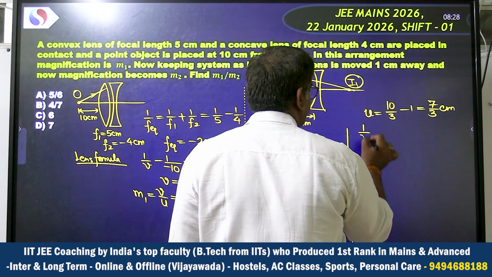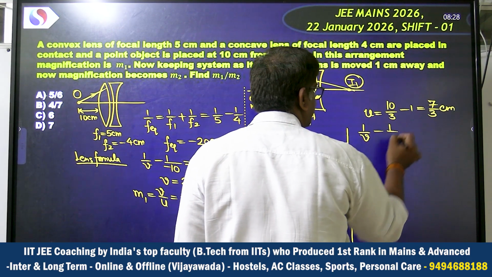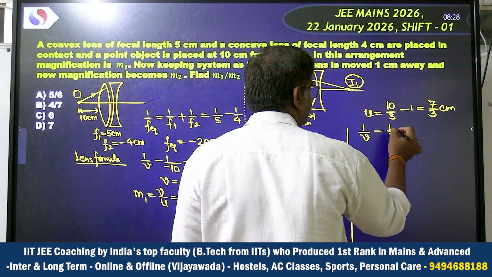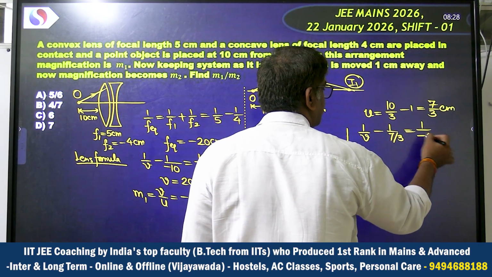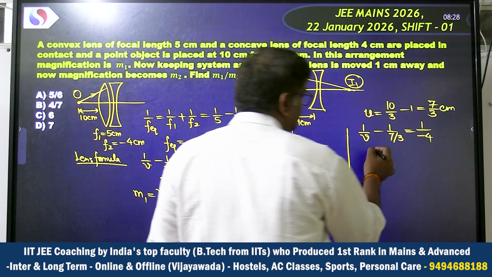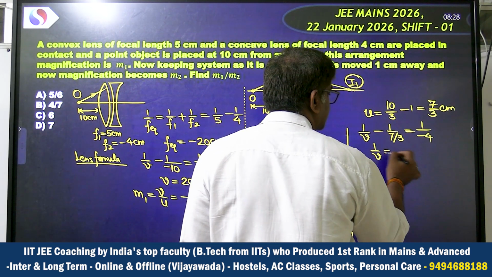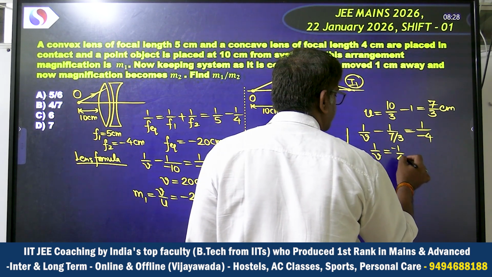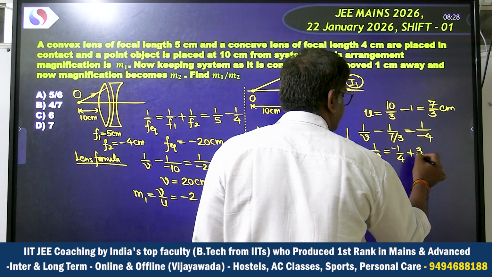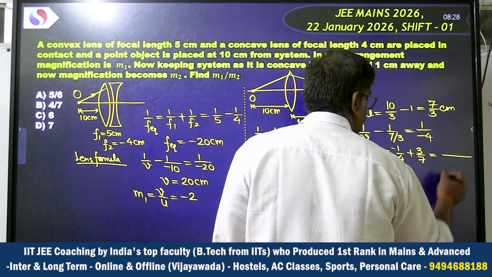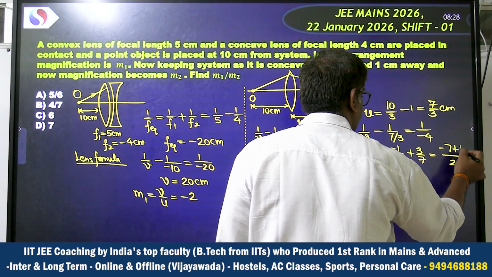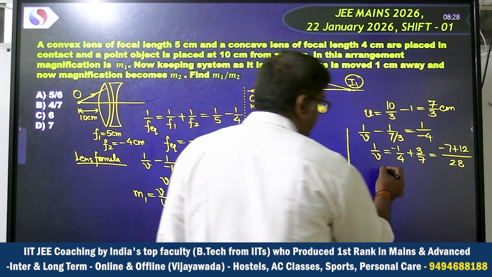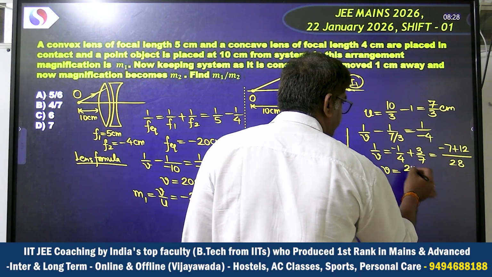And now I apply again the lens formula. 1 by V final minus 1 by U, where U we have to take as 7 by 3, is equal to 1 by F2. F2 will be minus 4. So here 1 by V is equal to minus 1 by 4 plus 3 by 7, which is going to be 28 is the LCM, minus 7 plus 12, and V is 28 by 5.